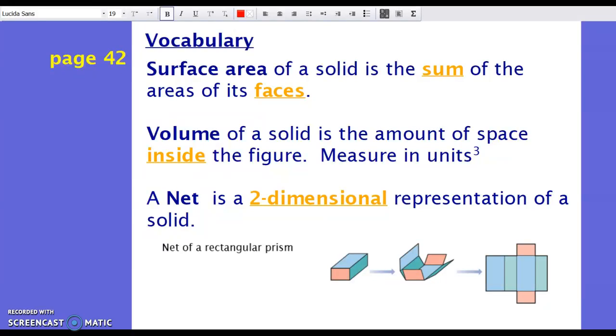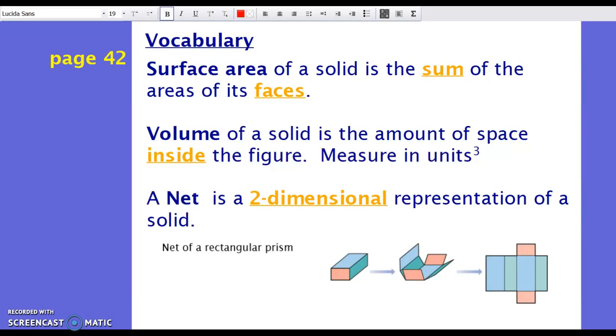Volume is the amount of space inside of the figure. That's usually measured in cubic units because you're trying to measure how many cubes you could fit inside of a shape. So again, surface area is the outside, volume is the inside. You can think of surface area as like if you were wrapping a box, it would be how much paper you would need to go around the outside of it. But if you were filling the box with something, that would be volume. Today we're going to focus on surface area of these prisms.